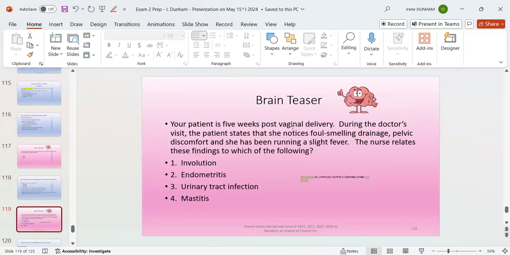Your patient is 5 weeks post-vaginal delivery. During the doctor's visit, the patient states that she noticed foul-smelling drainage. She's got pelvic discomfort, and she has been running a slight fever. The nurse relays these findings to which of the following? Foul-smelling drainage, pelvic discomfort, and been running a slight fever. Yeah, that's endometritis, an inflammation of the endometrium.